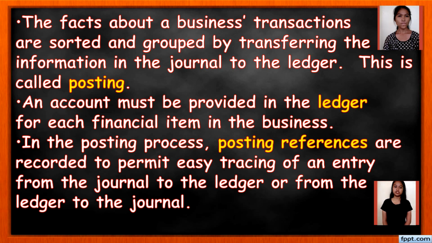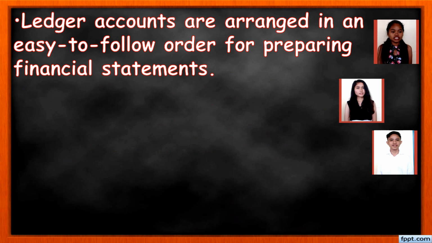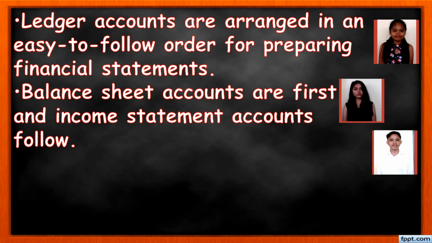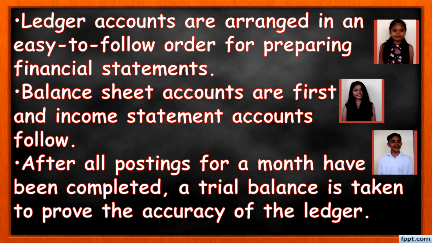In the posting process, posting references are recorded to permit easy tracing of an entry from the journal to the ledger or from the ledger to the journal. Ledger accounts are arranged in an easy-to-follow order for preparing financial statements. Balance sheet accounts come first, and income statement accounts follow. After all postings for a month have been completed, a trial balance is taken to prove the accuracy of the ledger.